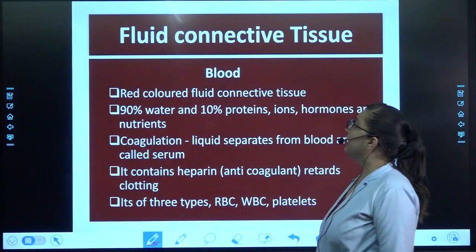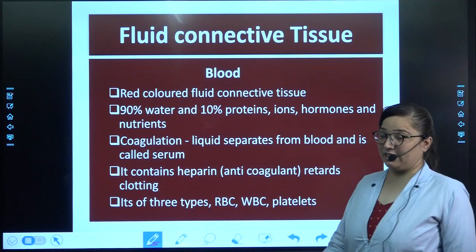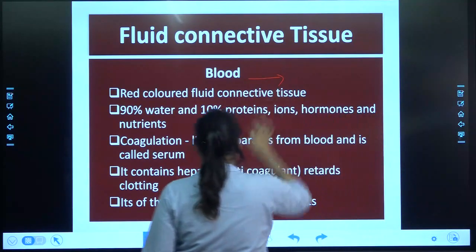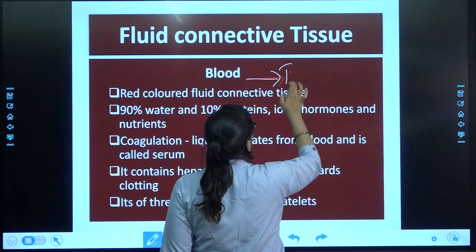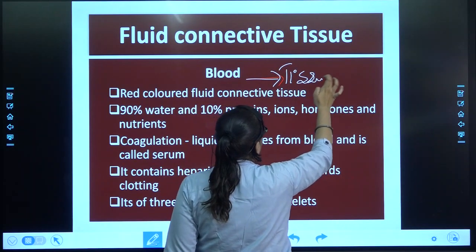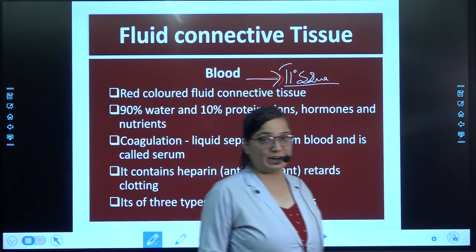After that, you have the fluid connective tissue, the red colored tissue. Mind well, blood is a form of tissue. Most students write blood as a cell. No, blood is a tissue. Remember that, because when it comes to the exam, students make mistakes.